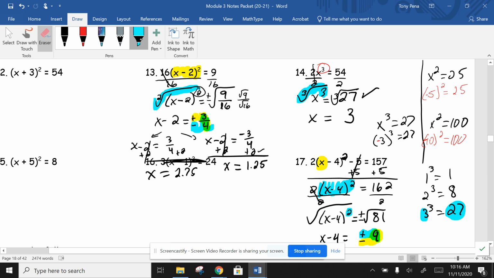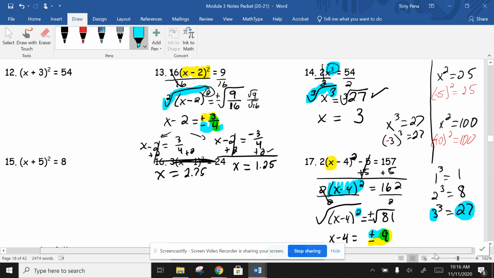So when we have these cubes and we take the cubed root, we don't do the little plus minus. That's only for our square roots. So if it's a square root, we want the plus minus. If it's a cubed root, we're not going to use that plus minus. So that's something to be very, very careful of, to make sure we differentiate the difference in those two problems.